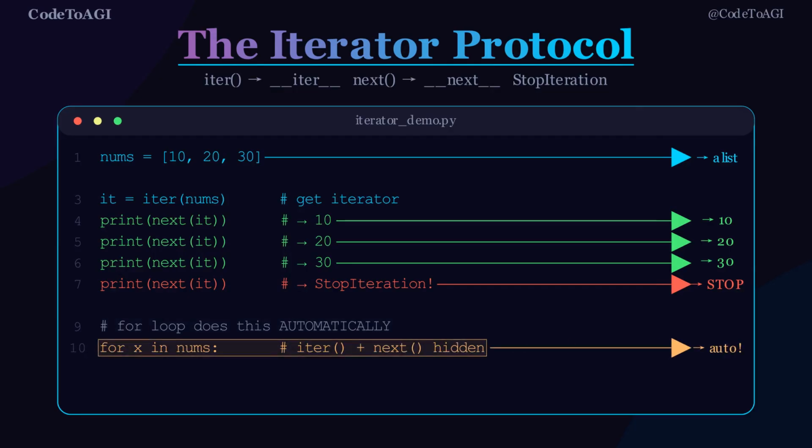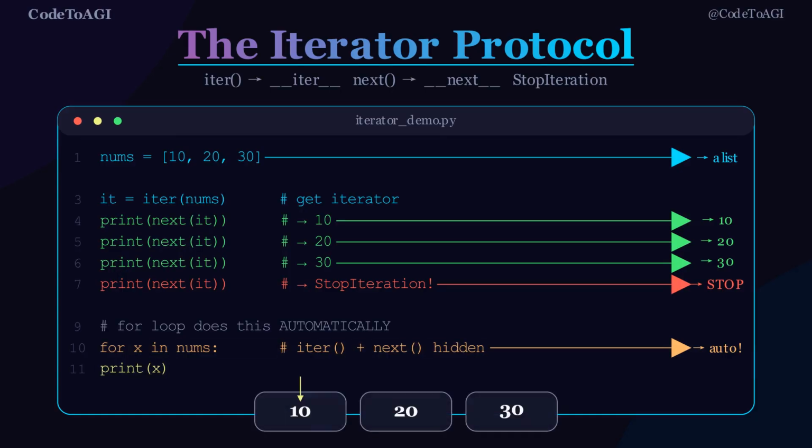The for loop calls iter and next automatically. You never see it. Strings, lists, tuples, dictionaries, files, all of these are iterable. Any object that has an __iter__ method is iterable. Any object that has a __next__ method is an iterator. That is the entire Iterator Protocol.